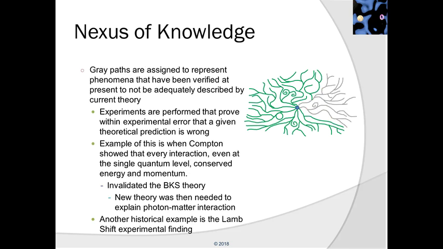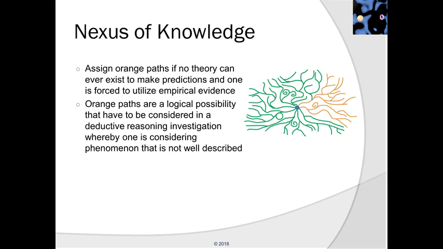Gray paths are assigned to represent phenomena that have been verified at present to not be adequately described by current theory. Experiments are performed that prove within experimental error that a given theoretical prediction is wrong. An example of this is when Compton showed that every interaction, even at the single quantum level, conserved energy and momentum. This invalidated the BKS theory. A new theory was then needed to explain photon-matter interaction. Another historical example is the Lamb shift experimental finding. Assign orange paths if no theory can ever exist to make predictions and one is forced to utilize empirical evidence.